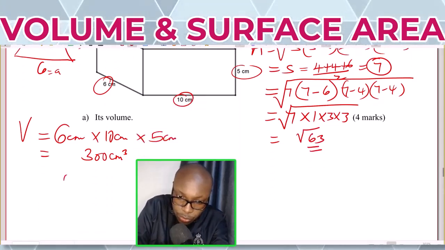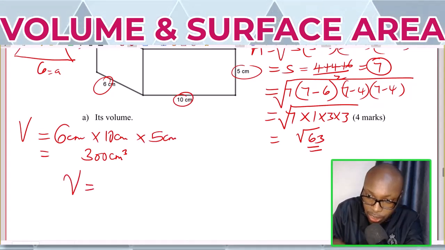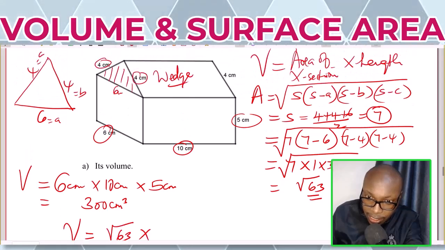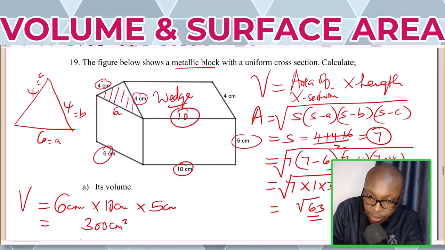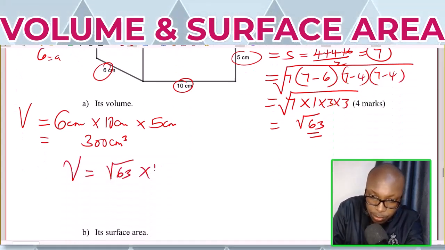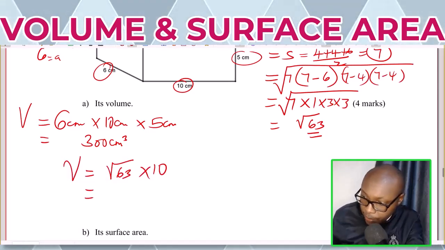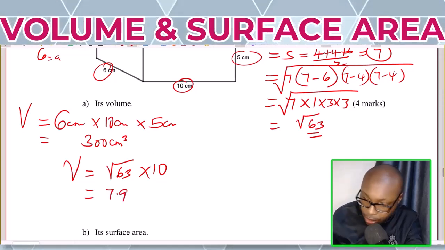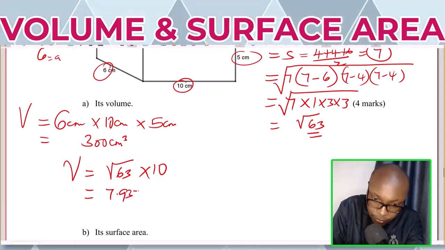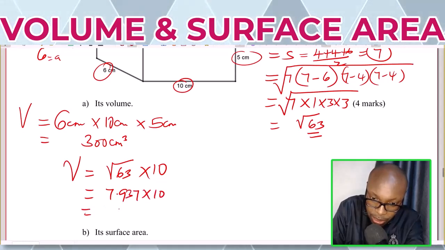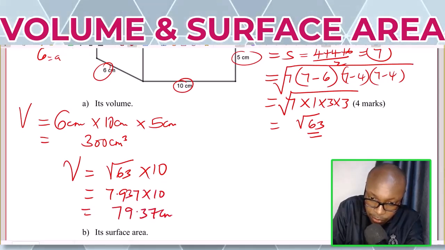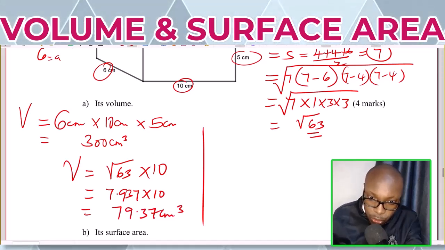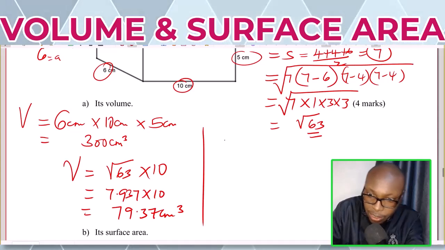Therefore, now we can get the volume. The volume of the wedge is the area of the cross section, which is the root of 63, multiplied by the length. The length will be 10 centimeters. So the root of 63, using a calculator, is 7.937. Multiply by 10, and this will be 79.37 centimeters cubed.